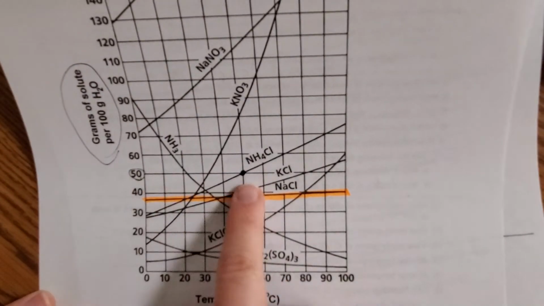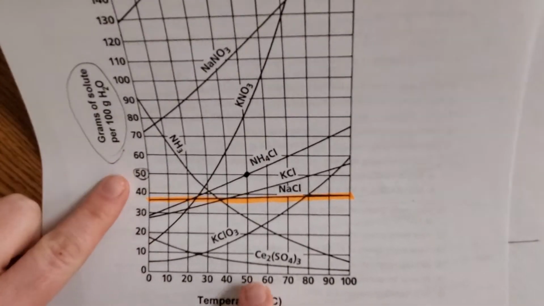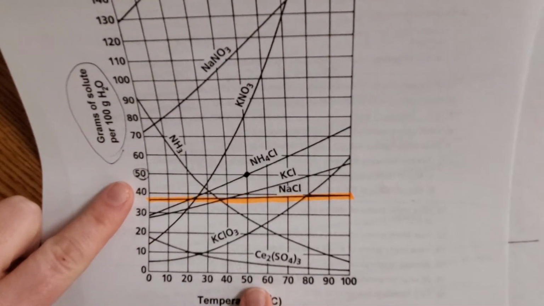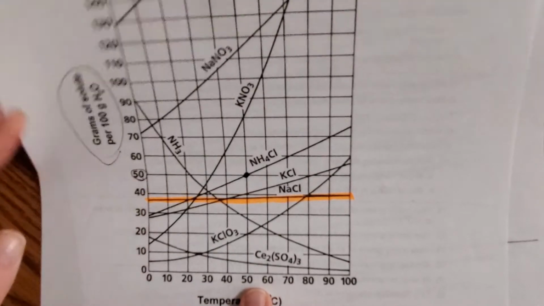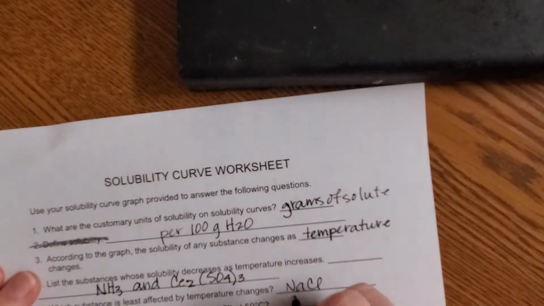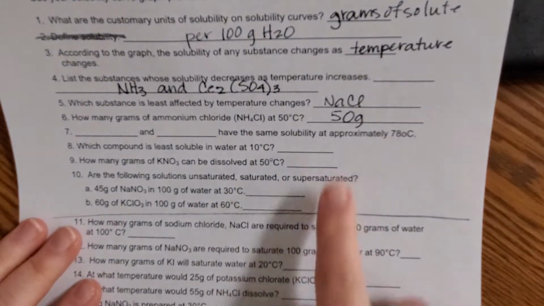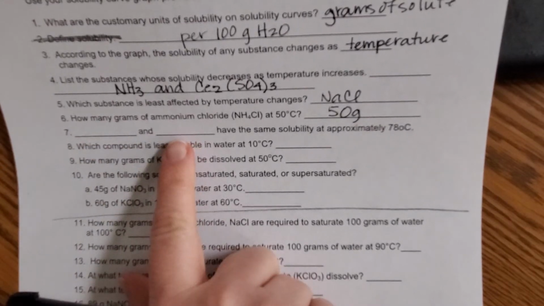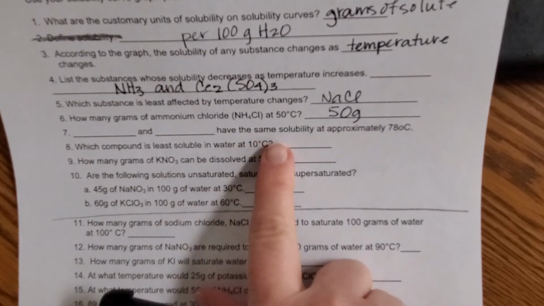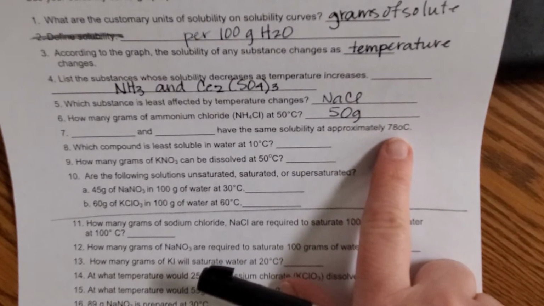So if you come up from temperature, go over to grams. If you come over from grams, go down to temperature, right? That's usually what you're doing on this graph. Okay, so the answer to this is going to be about 50 grams. Number 7 says, which two substances have the same solubility at approximately 78 degrees Celsius?